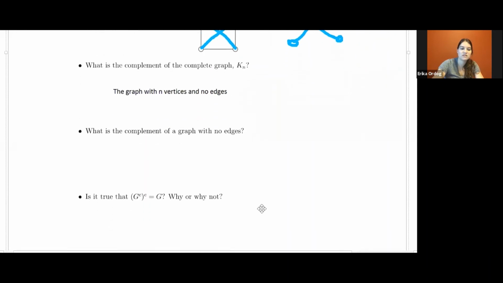And similarly, what's the complement of a graph with no edges? We can think of the same process. We fill it in to get the complete graph, and then erase the edges of the graph we started with, this graph with no edges. So we're not erasing anything from the complete graph. This will just be the complete graph on that number of vertices, however many we had to start with.